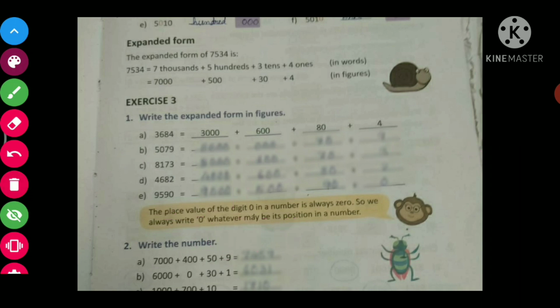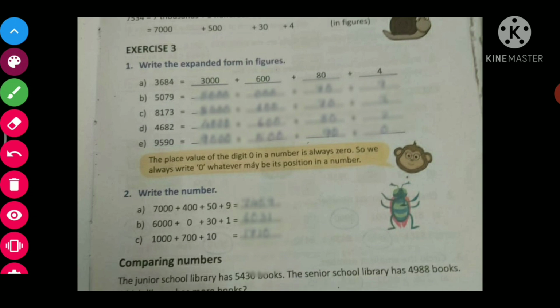Now C and E will be your homework. This homework you have to do in your classwork copy. And the questions that we have discussed, like B, D, this one you have to do in your book, no need to do in copy. In your book you can simply write the answer, and in copy you have to do C and E part. Is it clear? Now we'll see the next question.